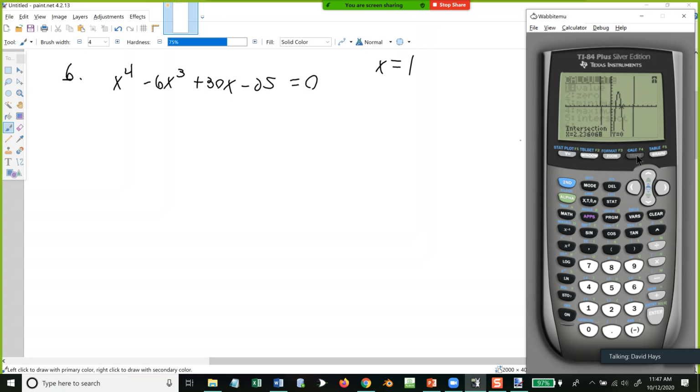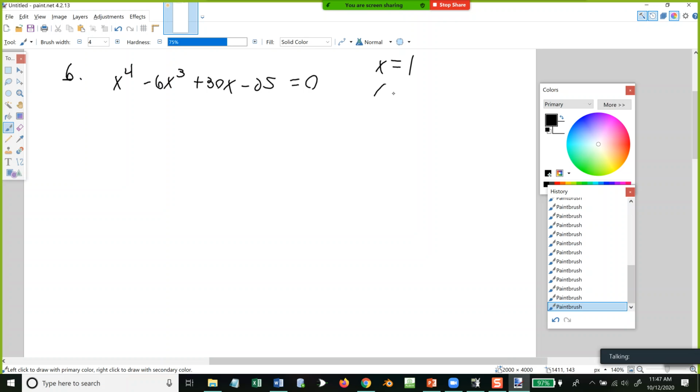Second trace, choose intersect. Enter, 5. And it tells me x equals 5. Okay.